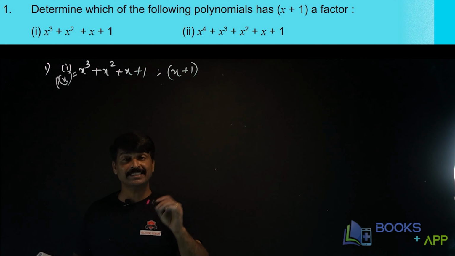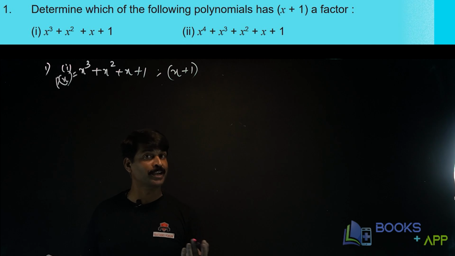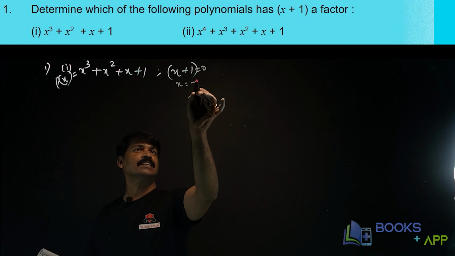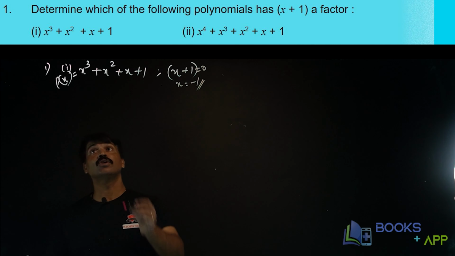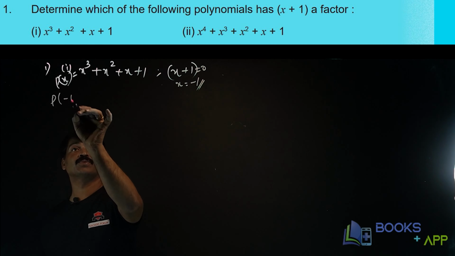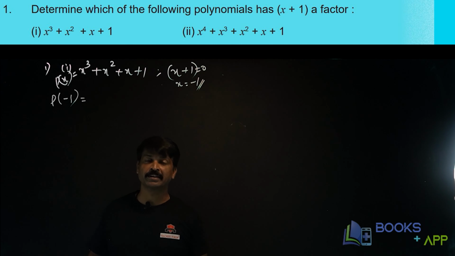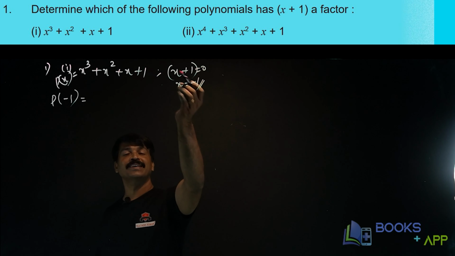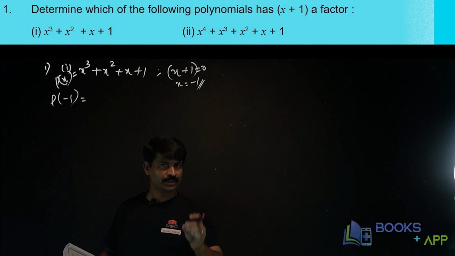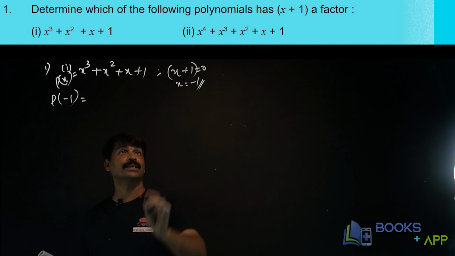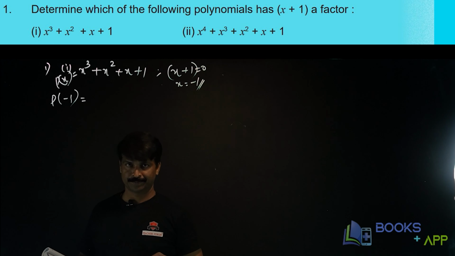If x plus 1 is a factor, what will be the remainder, children? You have to put this equal to 0, then what is x? x is equal to minus 1. So if you find p of minus 1, you will be getting the remainder. If the remainder is 0, yes, this will be a factor. You are given a polynomial and you have to check whether x plus 1 is a factor.